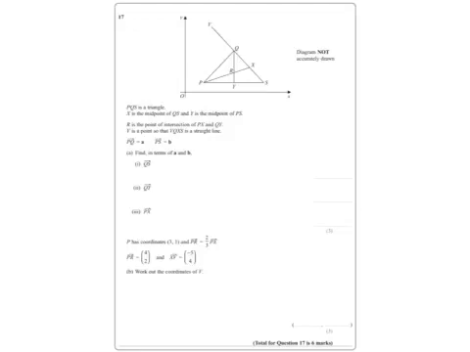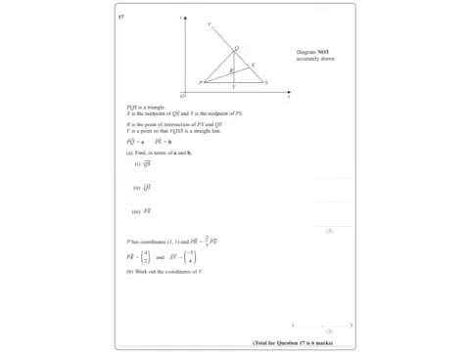Right, we've got a vectors question here, and they've not helpfully put anything on the diagram. They've just written a load of words, which is slightly annoying. But there you go. PQS is a triangle. X is the midpoint of QS. Y is the midpoint of PS. R is the point of intersection of PX and QY.